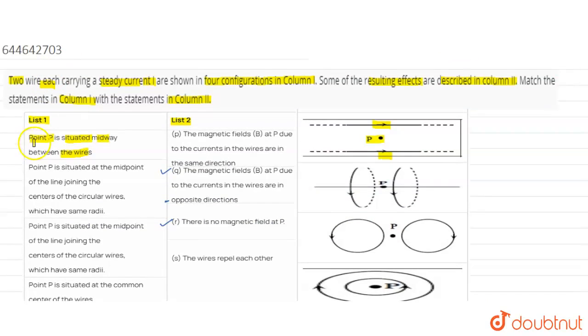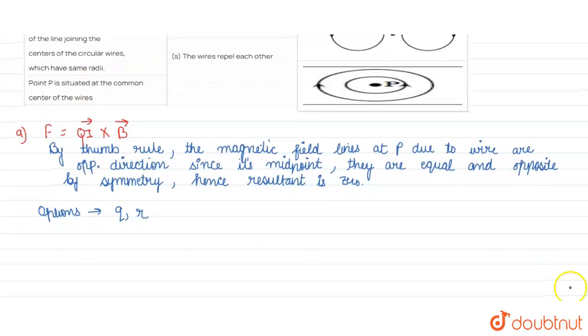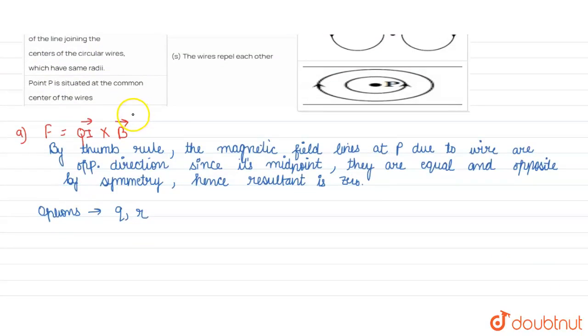So guys, we can see that here point P is situated at the midpoint of the line joining the centers of the circular wires which have the same radii. As we can see, there are two circles, and here we have a point P. Now for this we also have to check which one is true. So by the thumb rule, the magnetic field lines at P due to both wires are in the same direction. So we can say the wires neither attract nor repel. This is part B.